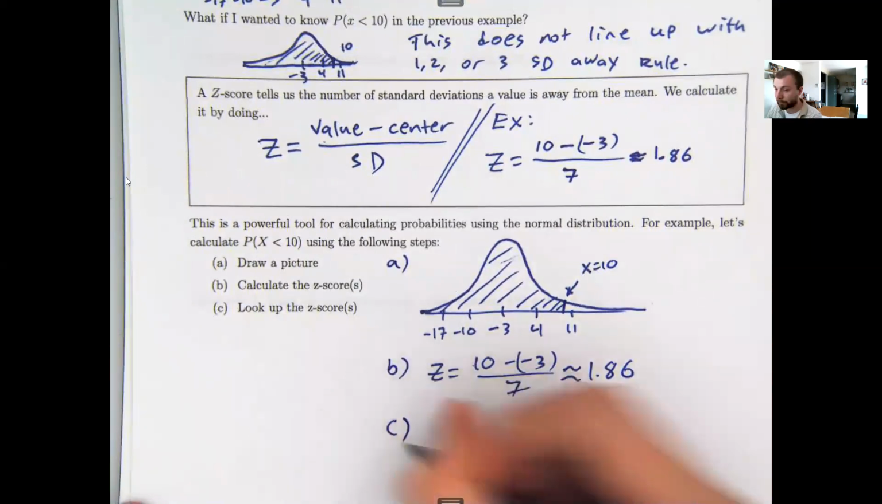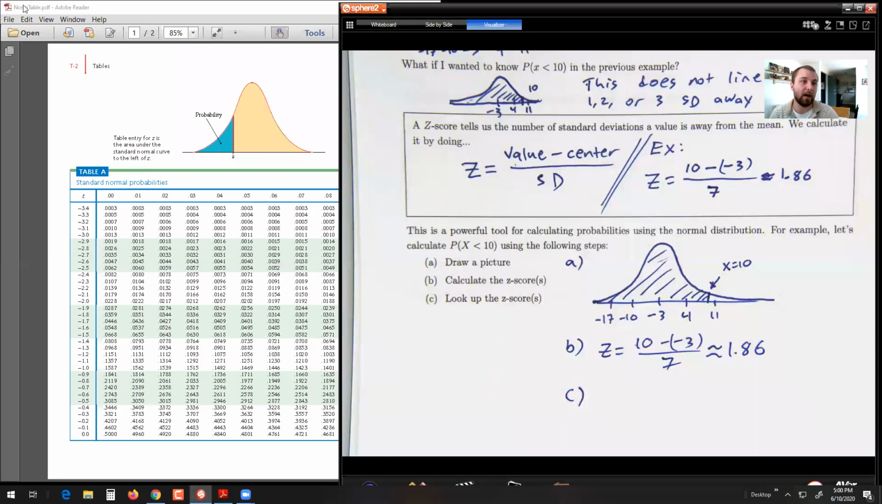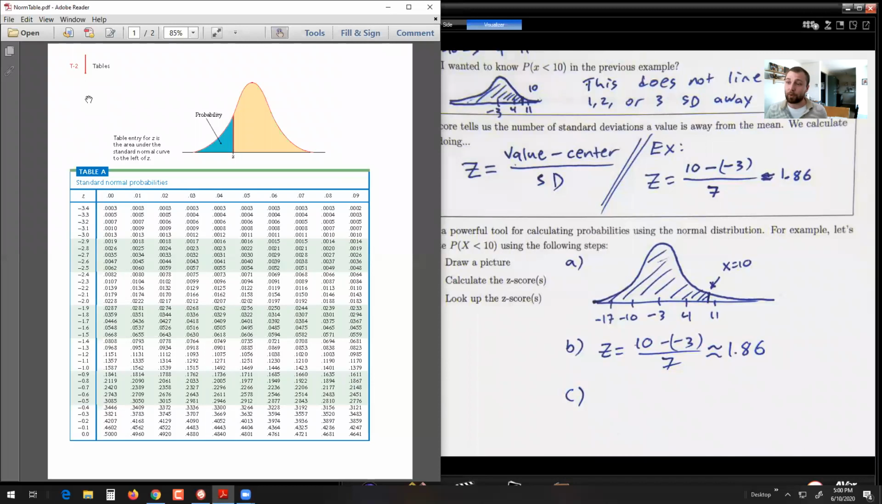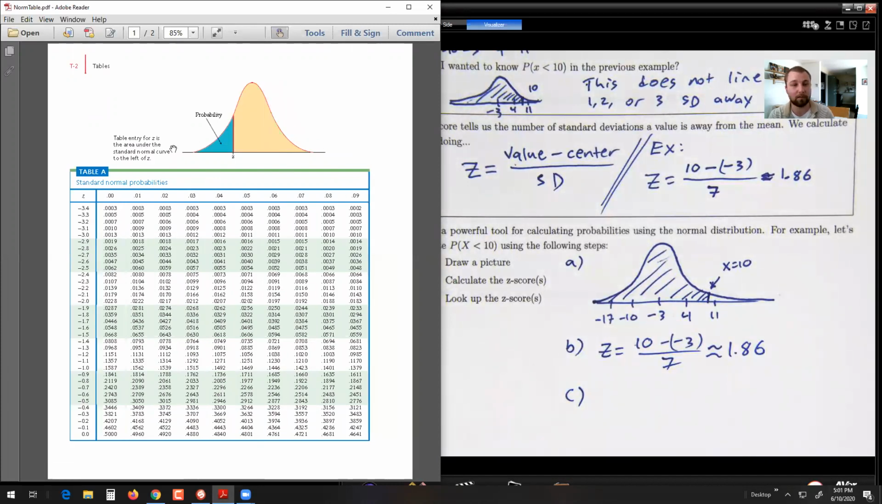Finally, I need a process for looking up the z-scores. In the D2L page, there's a file called normal table, and it looks something like this. Let's explore it together. This thing has 2 sides to it. I have a negative side, which has negative z-scores going along there, and I have a positive side. And on both sides, I want you to notice the blue part, or the shaded-in part, if you're colorblind. This is shaded to the left. Let's look at the other side. Also shaded to the left.